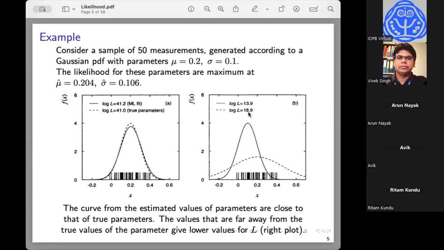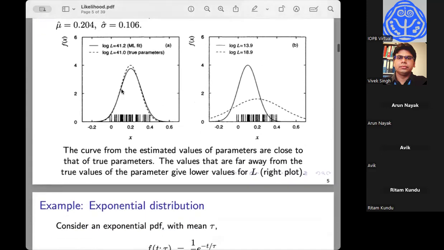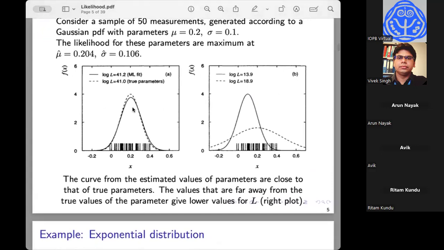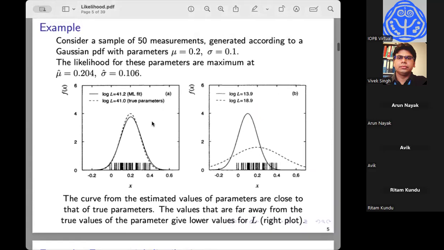And when it is around, say, 19, it is peaking around this point, but the shape is not exactly the same. Okay. So the one which gives the maximum value is close to the true parameter. That's what the example gives.